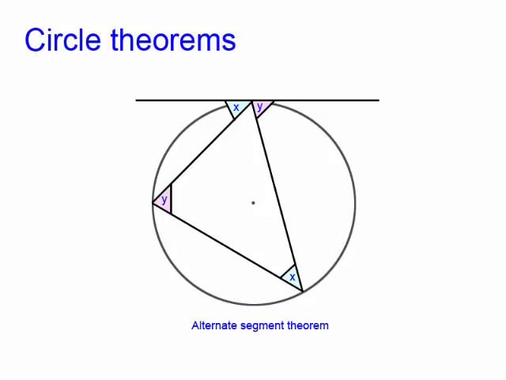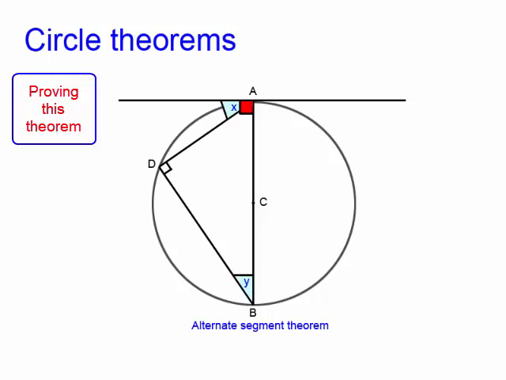In the alternative segment theorem, angles x are equal and angles y are equal, and as with all circle theorems, we may be asked to prove this is true. To do this, we use our knowledge of the facts of related angles. We have already seen a tangent forms an angle of 90 degrees with the radius of a circle. Therefore angle CAD plus x equals 90 degrees.